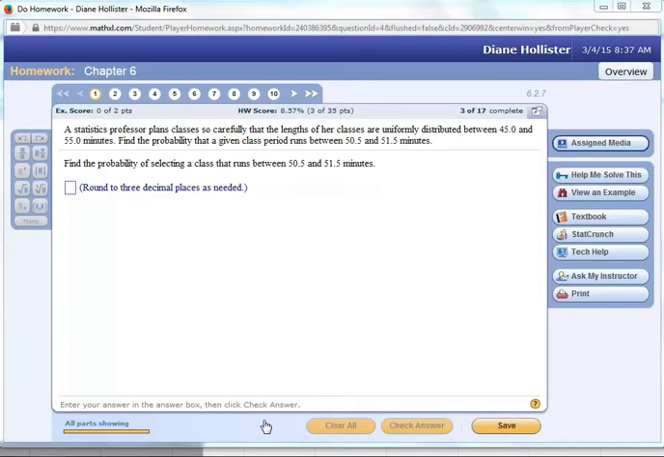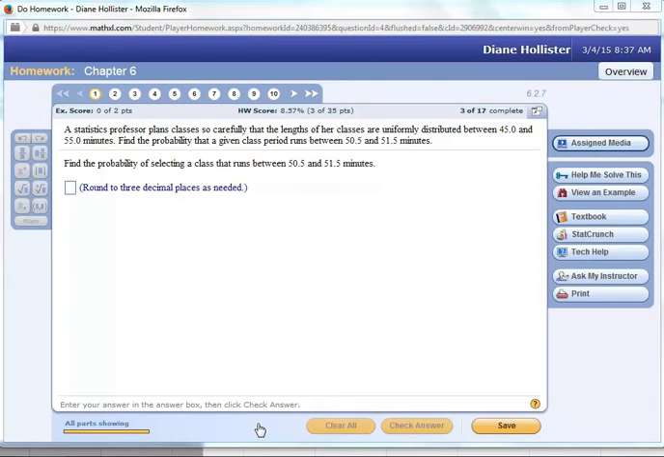A statistics professor plans classes carefully so that the length of classes are between 45 and 55 minutes long. Find the probability that a given class period runs between 50.5 and 51.5 minutes. The first thing you do is sketch a rectangle. A uniform distribution is written as a rectangle.